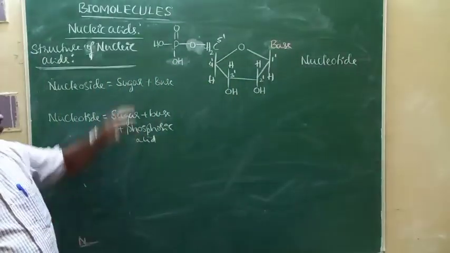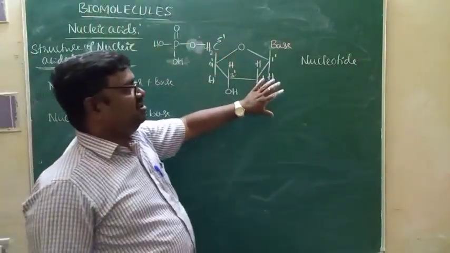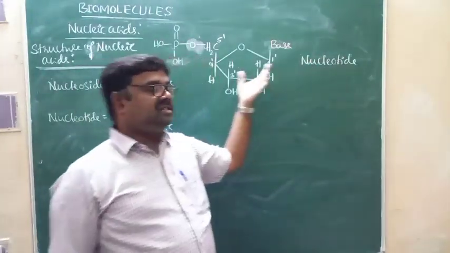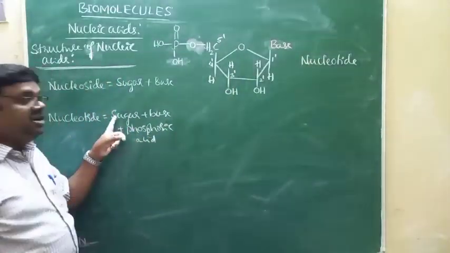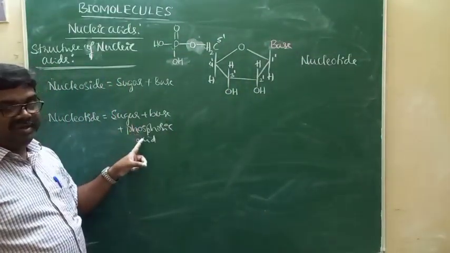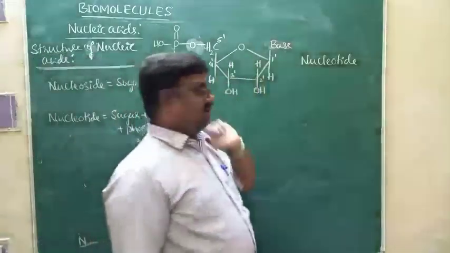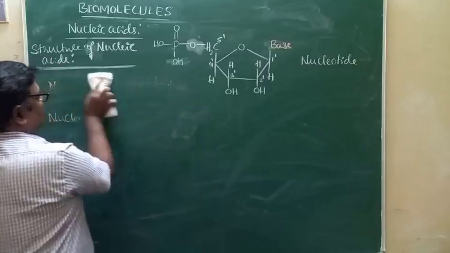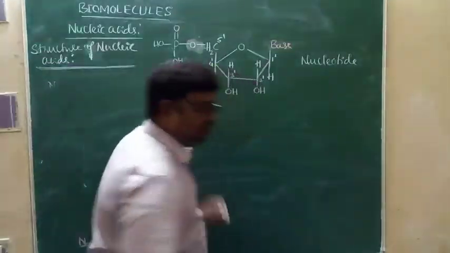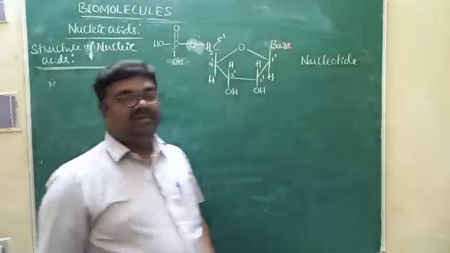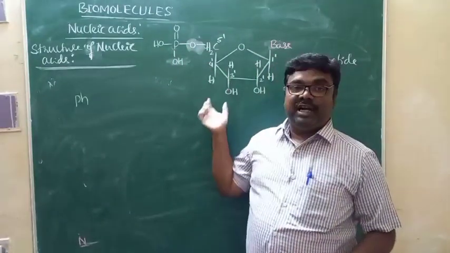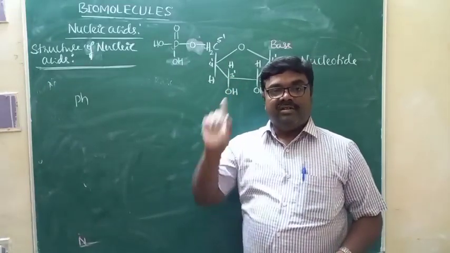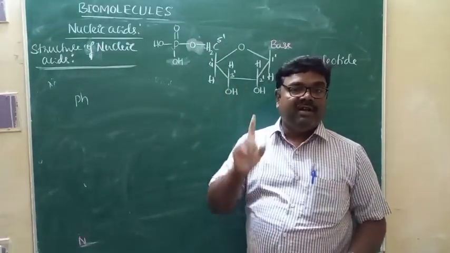What I said, nucleic acids are polymers of nucleotides. Or you can say nucleotides are repeating structural units made up of pentose sugar, nitrogenous base and phosphoric acid unit. This is what we call a nucleotide. As I said, nucleic acids are formed by repeated combination of nucleotides. In the case of nucleic acids, these nucleotides are linked through phosphodiester linkages at the 5' and 3' positions of pentose sugar.